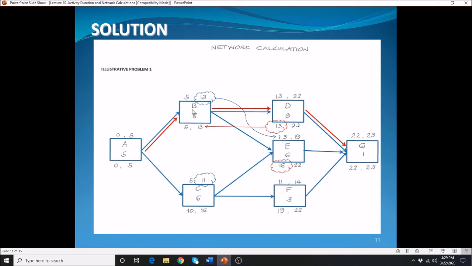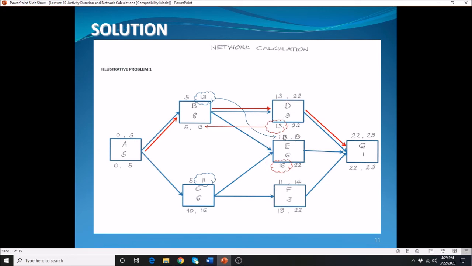Let's move on to your B. Notice here that we have two arrows, which means they are connected by two succeeding activities. Remember, when we did the forward calculation, we considered the maximum as we moved forward. This time, as we perform the backward, you have to consider the minimum. So for your B, you're coming from your D and your E. Notice here we have 13 and we have 16.